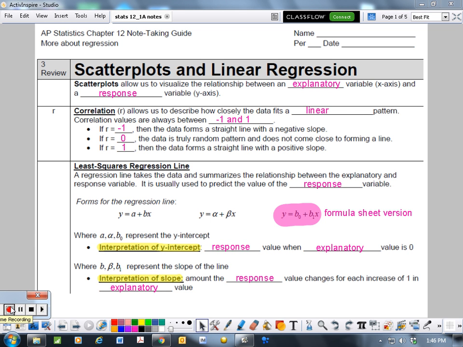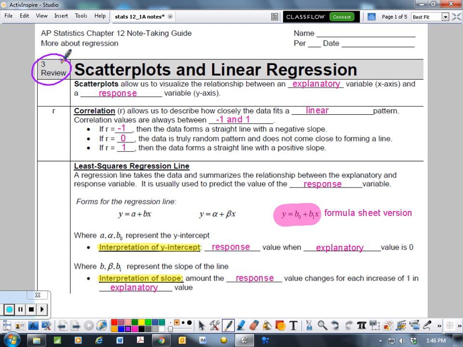Okay, in our last chapter, we're going to look back at scatter plots and linear regression. We're going to talk about several different things with scatter plots, but we're going to end up doing some tests with them that we've learned in the second semester. So we're going to review a little bit of chapter 3. As you can tell, we're going to do some chapter 3 review.